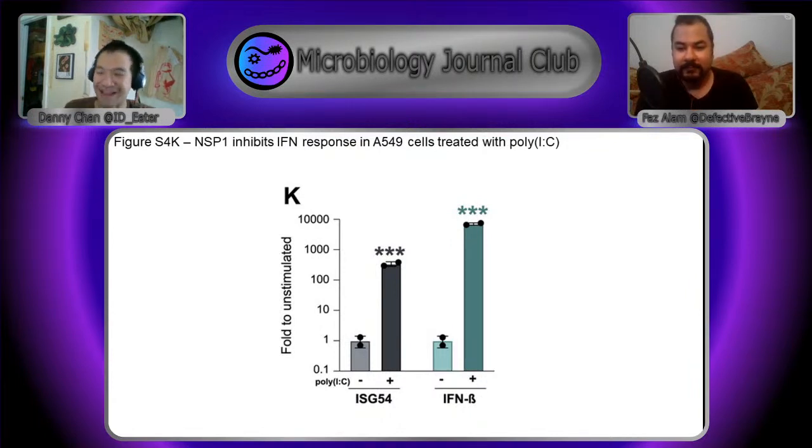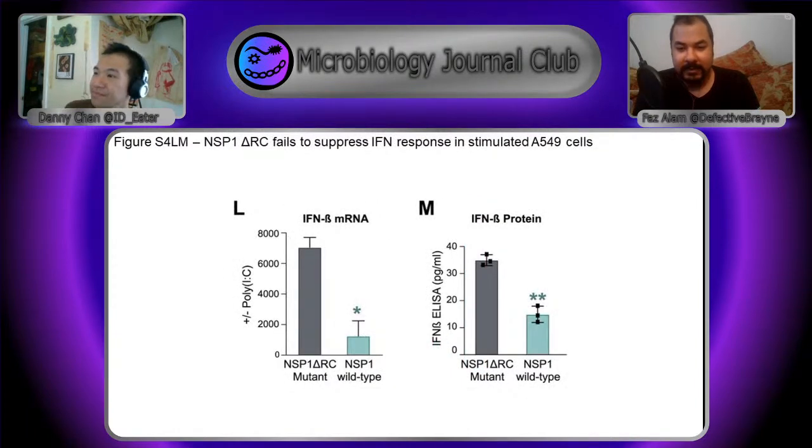When we stimulate, and then when we add in this NSP1, and SF, same. Now they run their mutant through the same assay that we just talked about. The mutant isn't able to suppress the response. So these are also the same system, right?